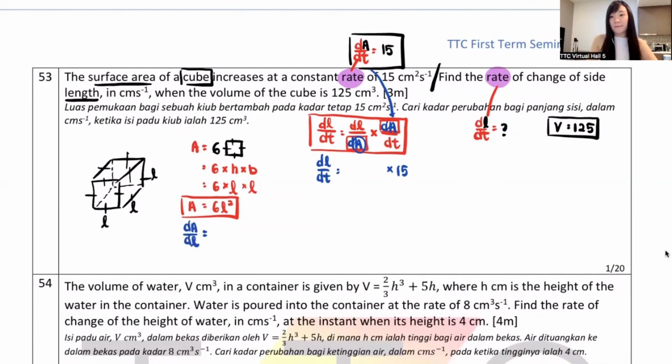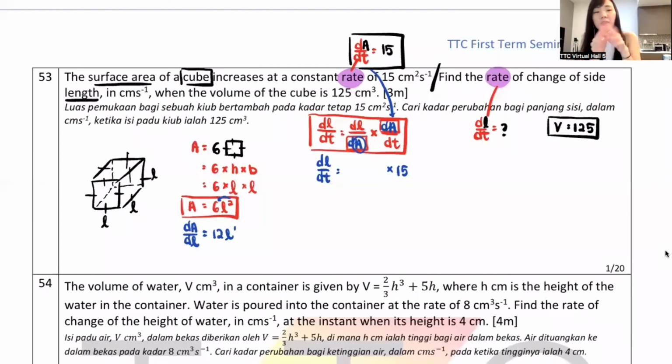Very good moment to differentiate it. 2 times 6 is 12, power minus 1 is 1. Okay, guys, this is my dA/dL. Then usually once you guys get this dA/dL, what will you do next? Very good, Yan Ying and Ethan. You will sub the L.